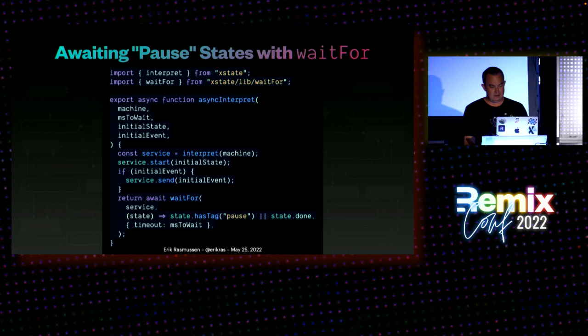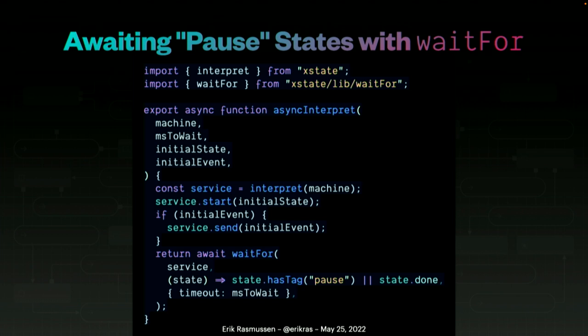Now, my favorite state machine library is XState, and they have a nice API for doing this. I wrote this function called async interpret, because the normal way that you use XState machines on the client, you use this interpret function. So I'm calling this async interpret. And you give it the machine definition, how long you want to wait for, potentially an initial state if you have got a state from the cookie, and potentially an event if an event has been sent.